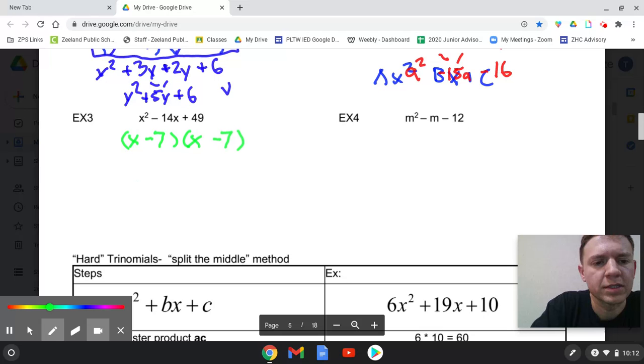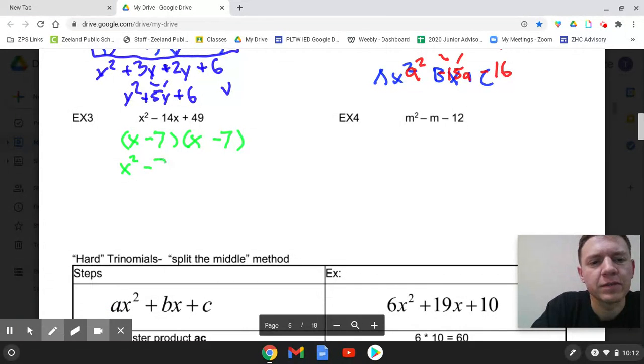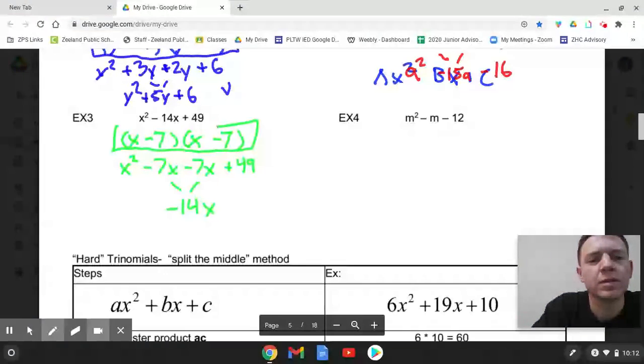X times x is x squared. X times -7 is -7x. To the inside, -7 times x is -7x. -7 times -7 is positive 49. Then I just add the two x terms in the middle, and I get -14x. Awesome. Okay, that is what we needed. X squared minus 14x plus 49.